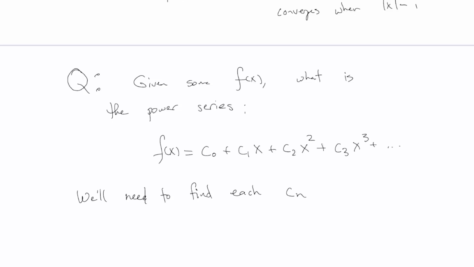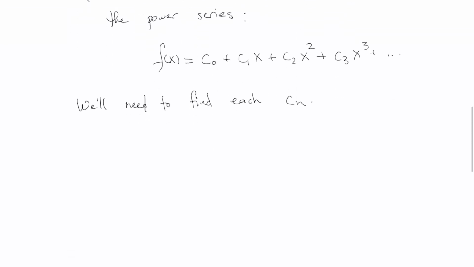Each cn. When I say what is the power series, that's what I mean: tell me what those constants are. Of course, you're not going to try to find x or anything like that. This is a function, and I expect the x's to remain. It's just these constants that you want to find. So we'll need to find each of the cn's. All right? And one of them is easy to find if you know what the function is.